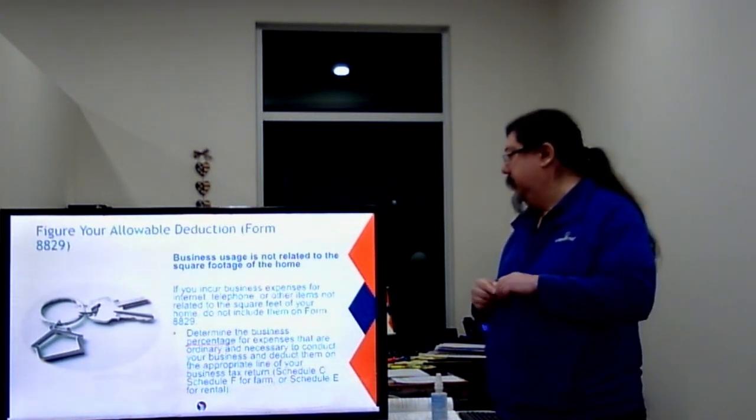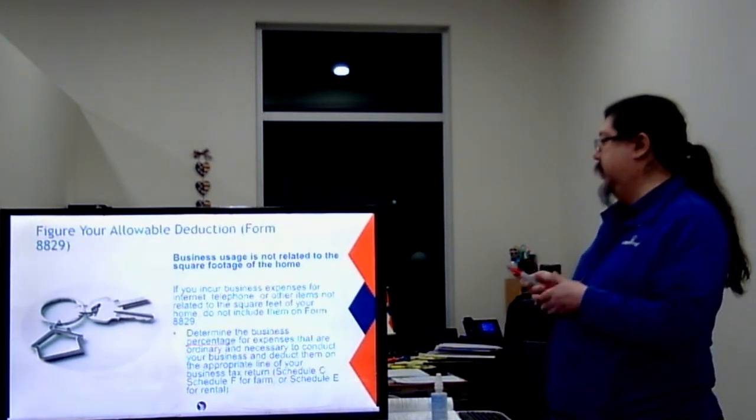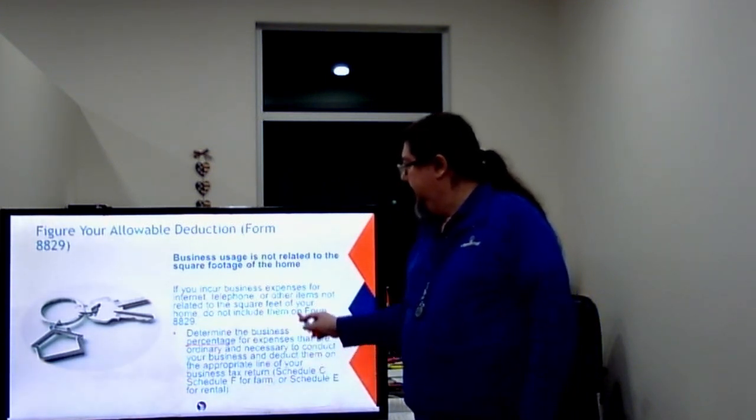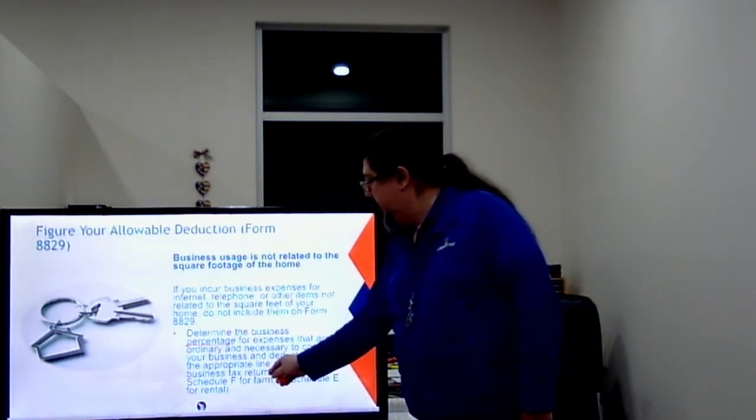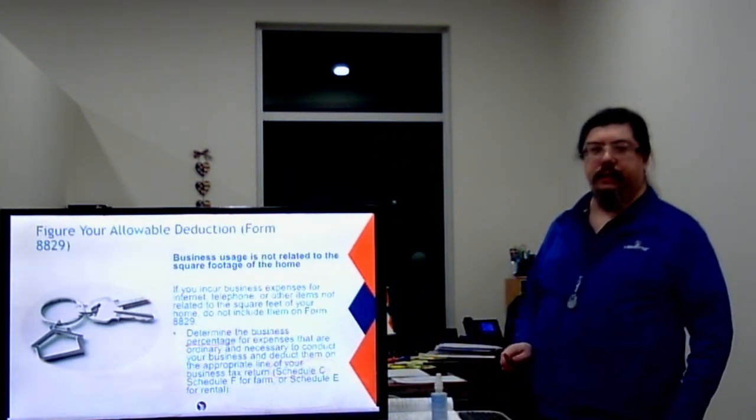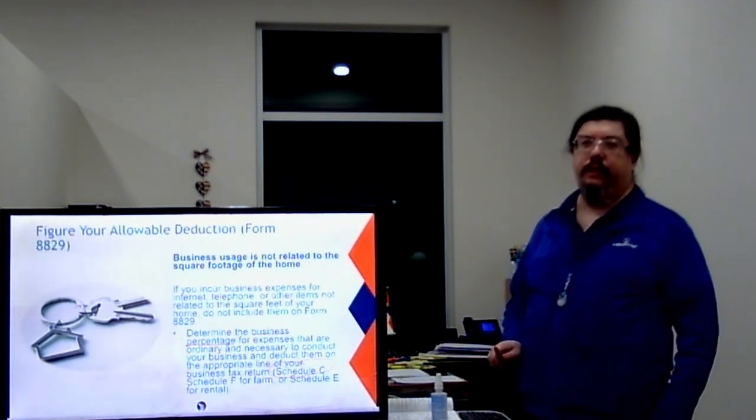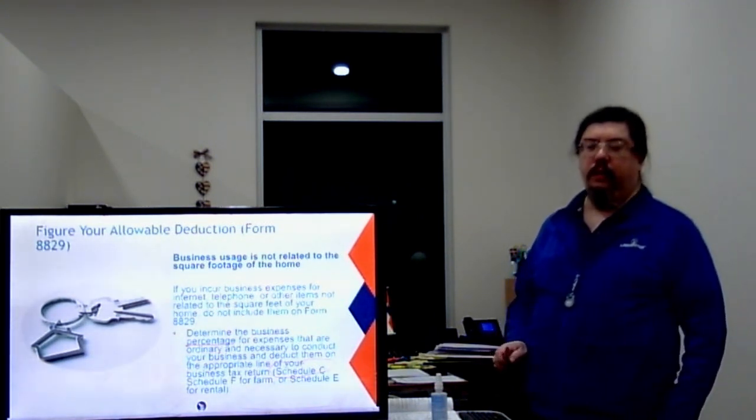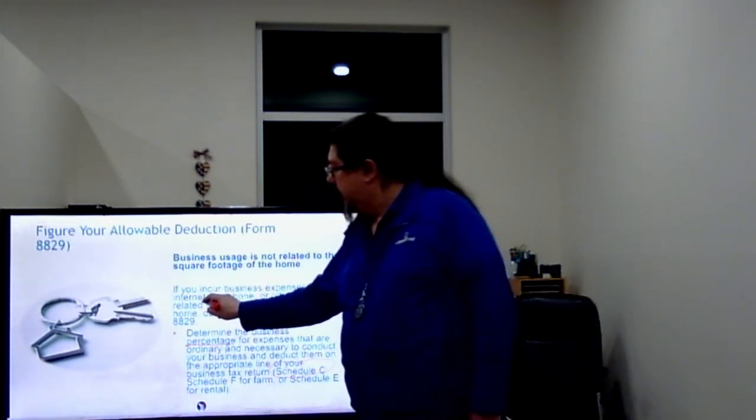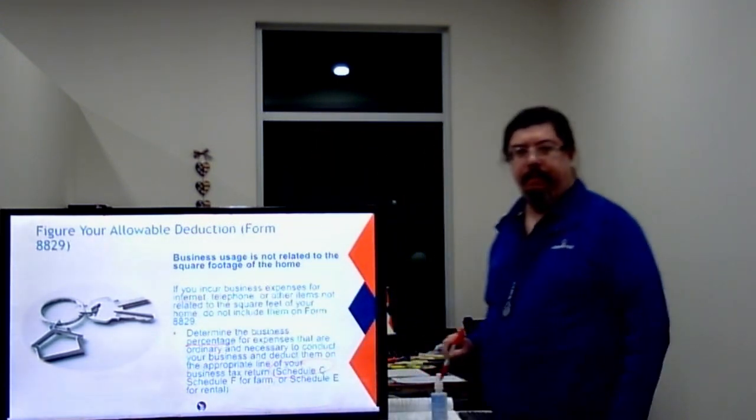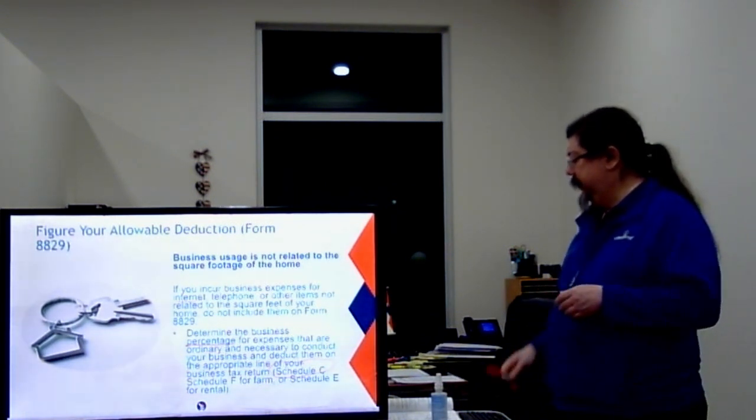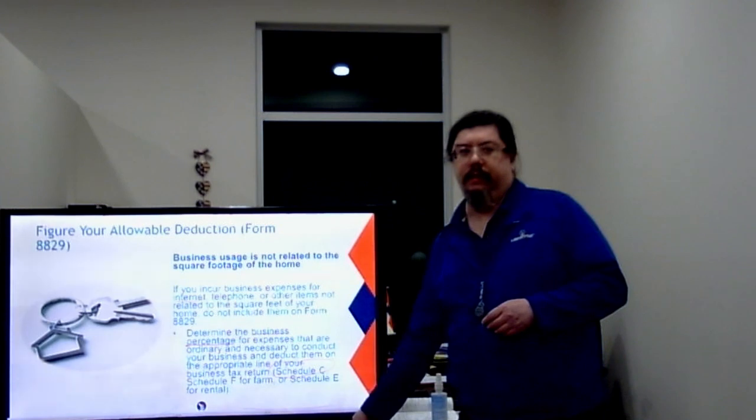But it does say in this case, we bypassed 8829 and put it directly on a Schedule C. So sometimes we would have utilities or something like that on the Schedule C, even if you don't have a separate business location that you're renting or owning. For something like internet, I would put that into office expense most of the time instead of utilities, even though for all practical purposes nowadays it is a utility.